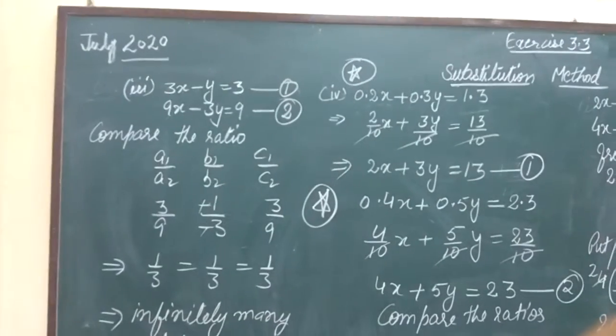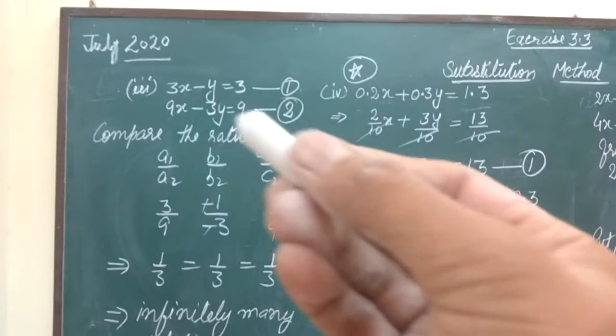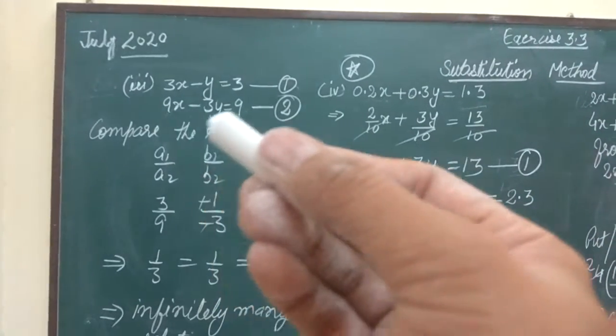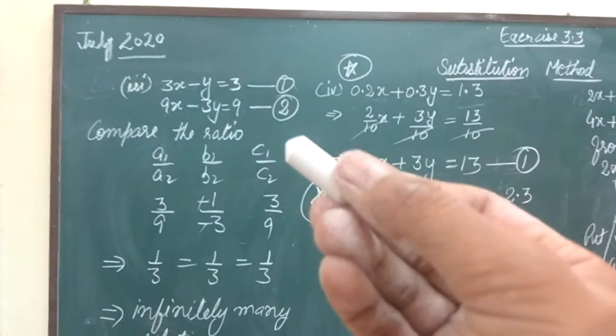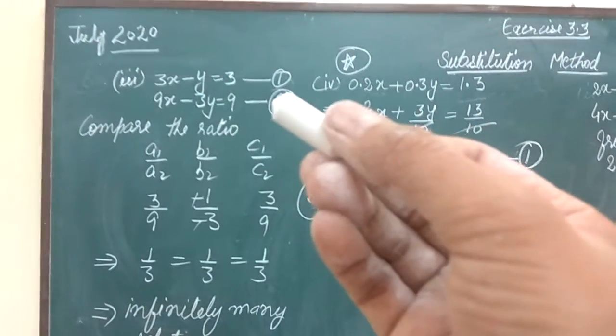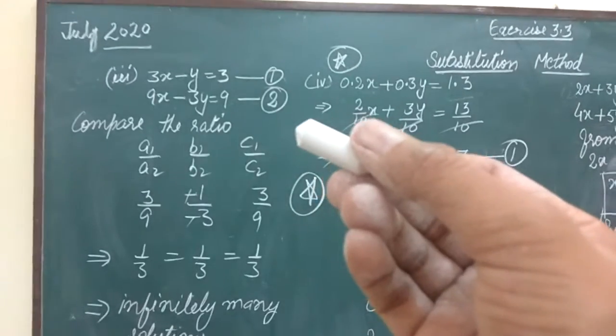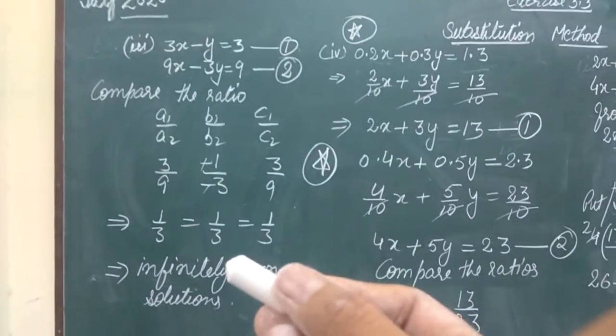Dear students, third part: 3x minus y is equal to 3. Second equation: 9x minus 3y is equal to 9. If you solve it by any method, you will see you won't get the solutions. Reason? This is the reason.